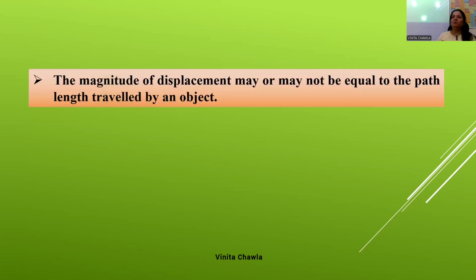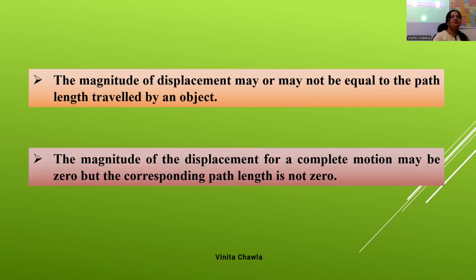Magnitude of displacement may or may not be equal to the path length traveled by an object. Equal भी हो सकता है और equal नहीं भी हो सकता है. Equal कब होता है? When the object moves in a straight line. And in other cases, path length is always greater than displacement. This is the only case where path length and displacement are equal, when the object moves in a straight line. But if the object is not moving in a straight line, then path length is greater.